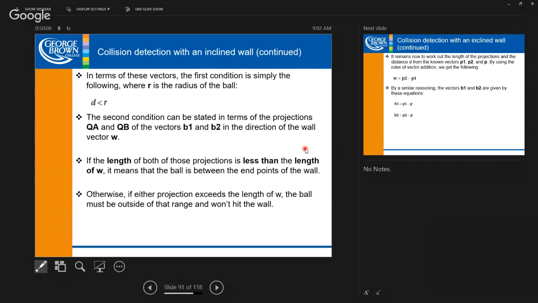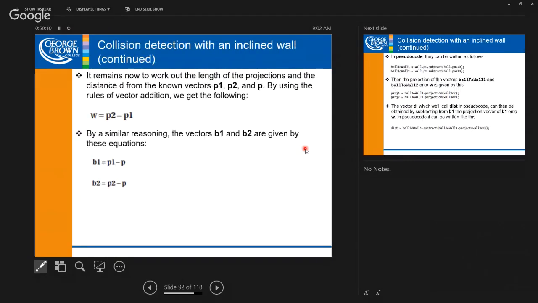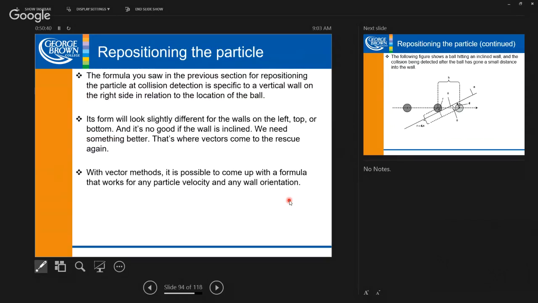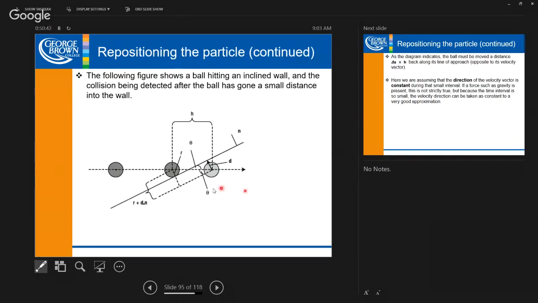I'm trying to think of something that can help you decide this. We don't have this case in our assignment. I'm just putting it here again for completeness. But basically, you have these equations where ball to wall 1 is the point on the wall surface, and you subtract the ball position in 2D, and then you get that ball to wall 1. Then you want to get the projection of the ball on that particular plane, and from there the surface normal is what you're using to get the new angle. Okay, again, in this case, you still need to reposition the particle.